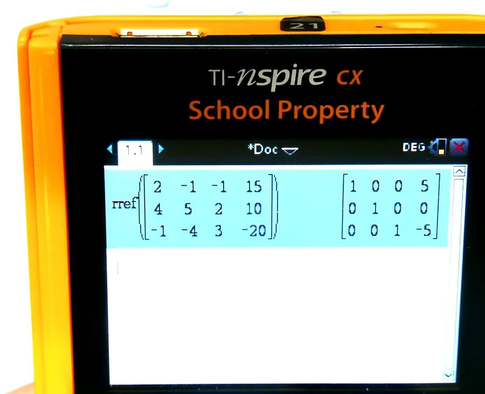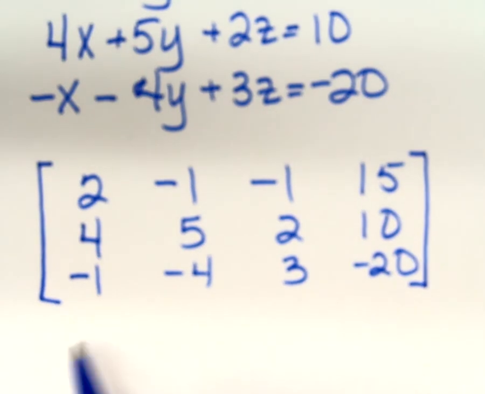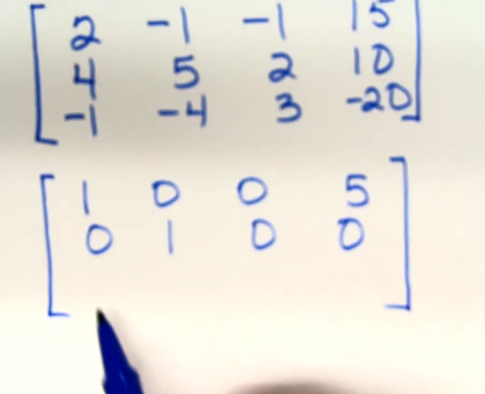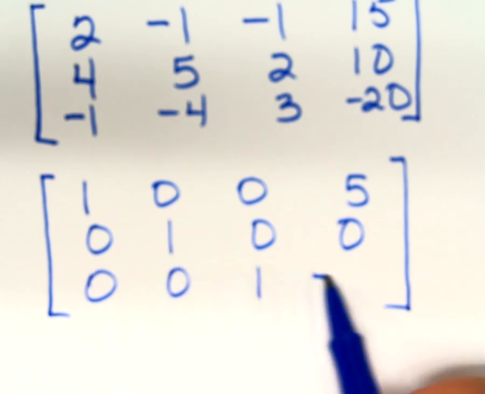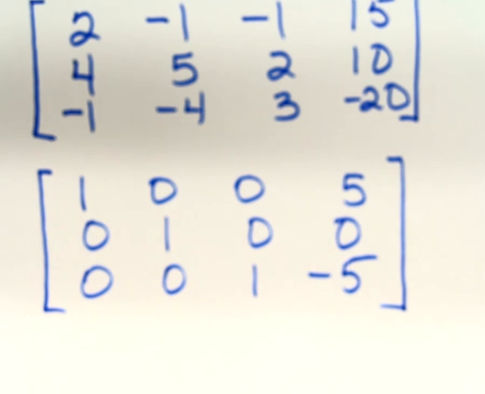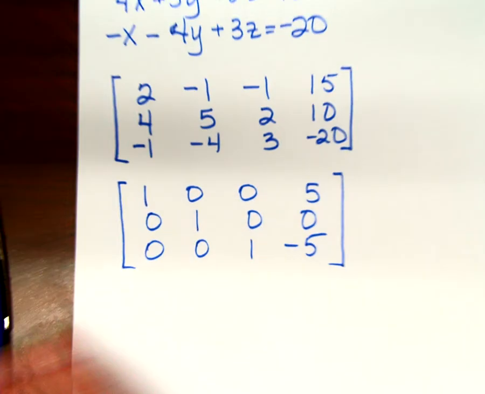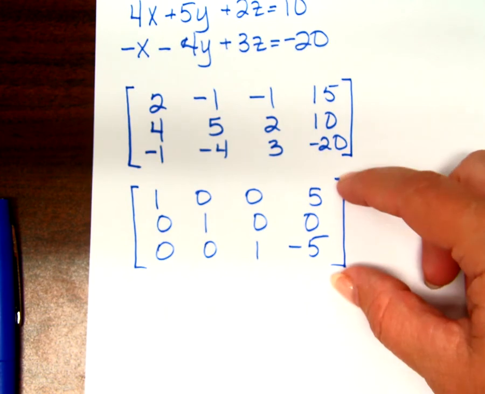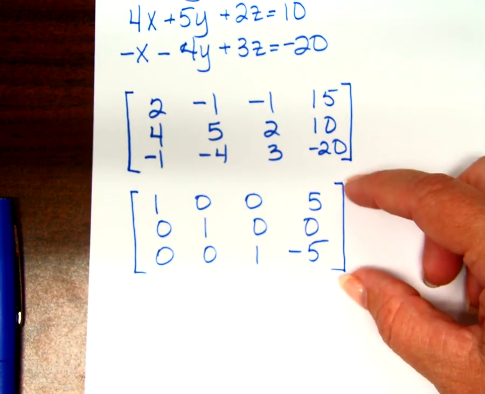Okay? So this is the matrix that comes up on my calculator now. 1, 0, 0, 5, 0, 1, 0, 0, and 0, 0, 1, negative 5. Okay, all I did is hit enter. That's all I did. Okay, so this was where I started. This was my coefficient matrix. This is my answer matrix.